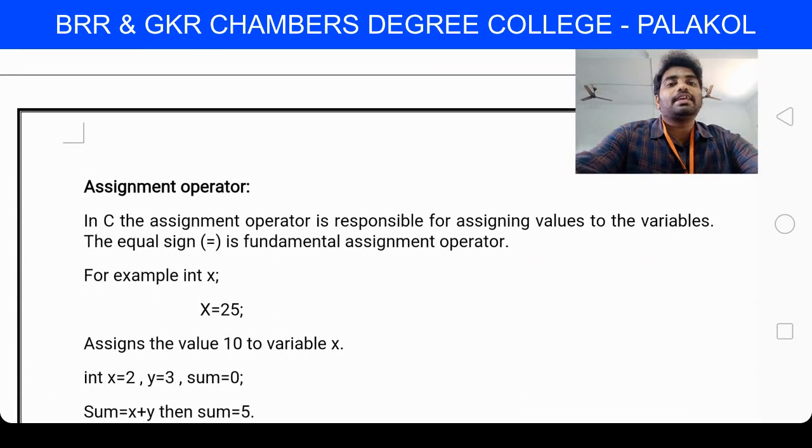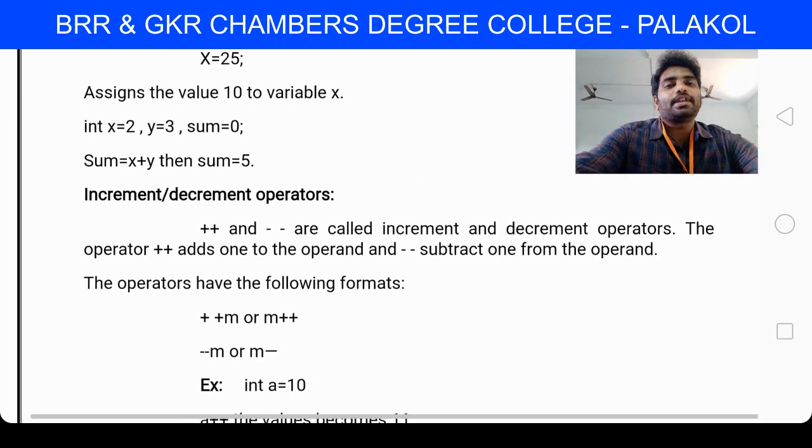Assignment operator. Assignment operator means equal to. The assignment operator is used to store a value in a particular variable. Suppose x is equal to 25, the value 25 is stored in x. X is equal to 2, 2 is stored in x. Y is equal to 3. Sum is equal to 0. Sum is equal to x plus y. Equal to is the assignment operator.